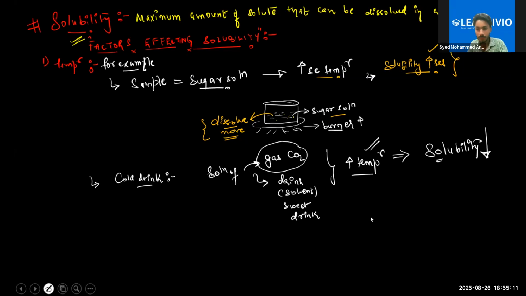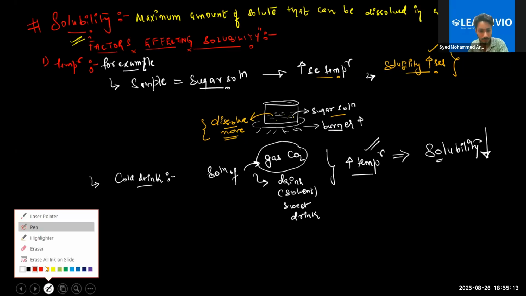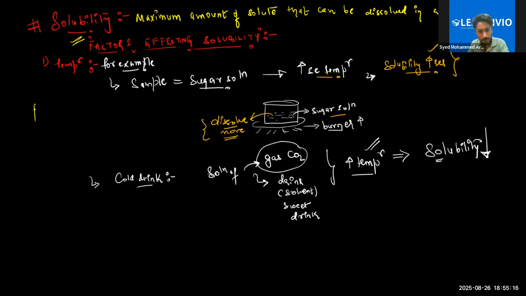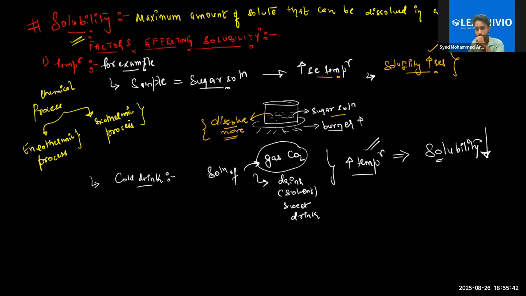Now, I'm going to tell you the processes. There is a thing which is known as a chemical process. The chemical processes are of two types. The one is the endothermic process, and the other one is the exothermic process. Fine. Endothermic process, exothermic process.